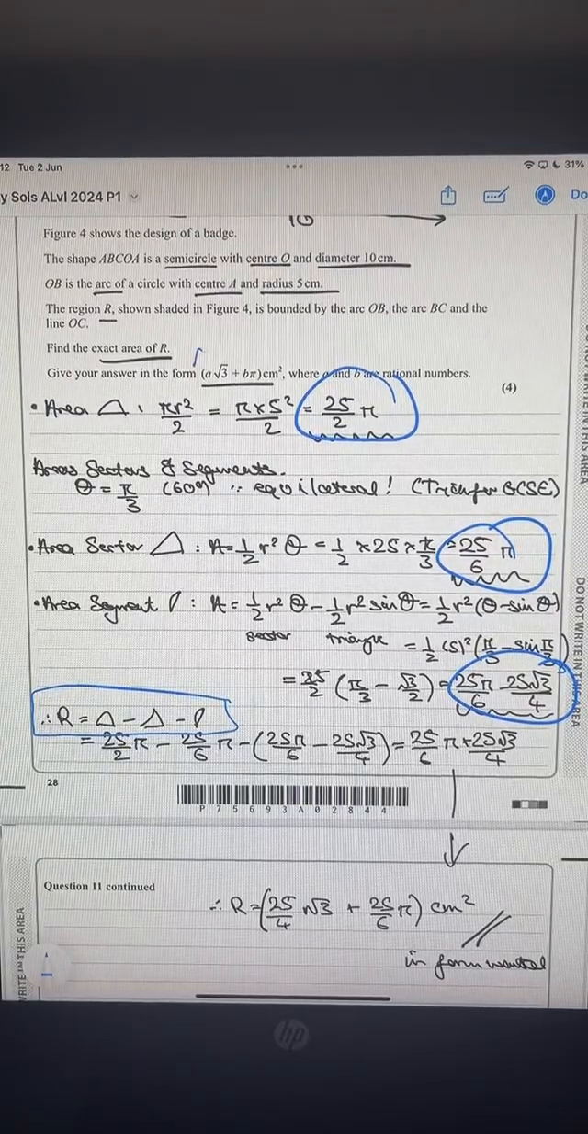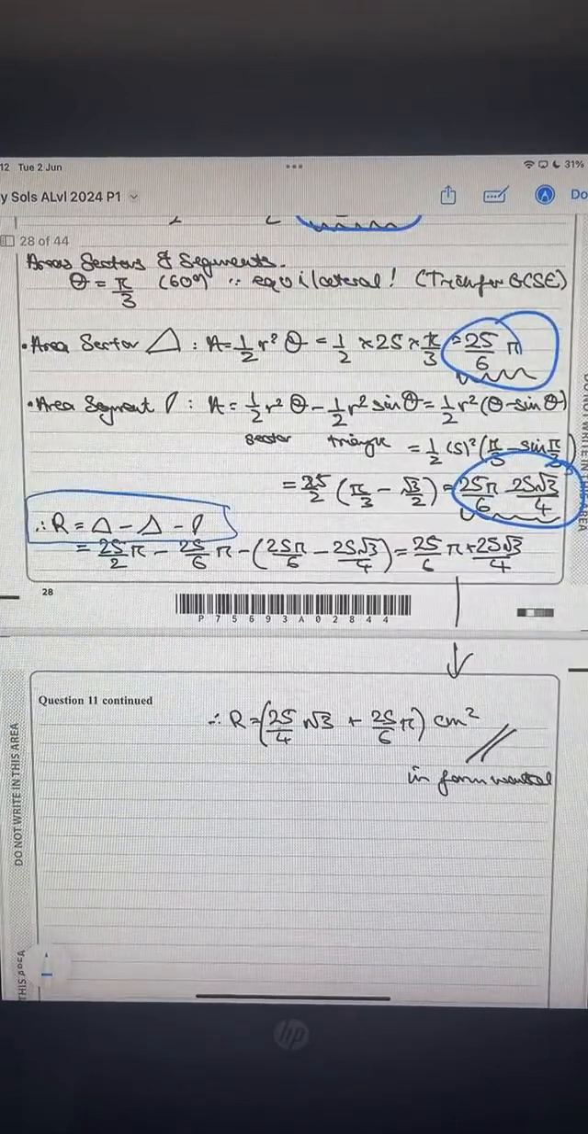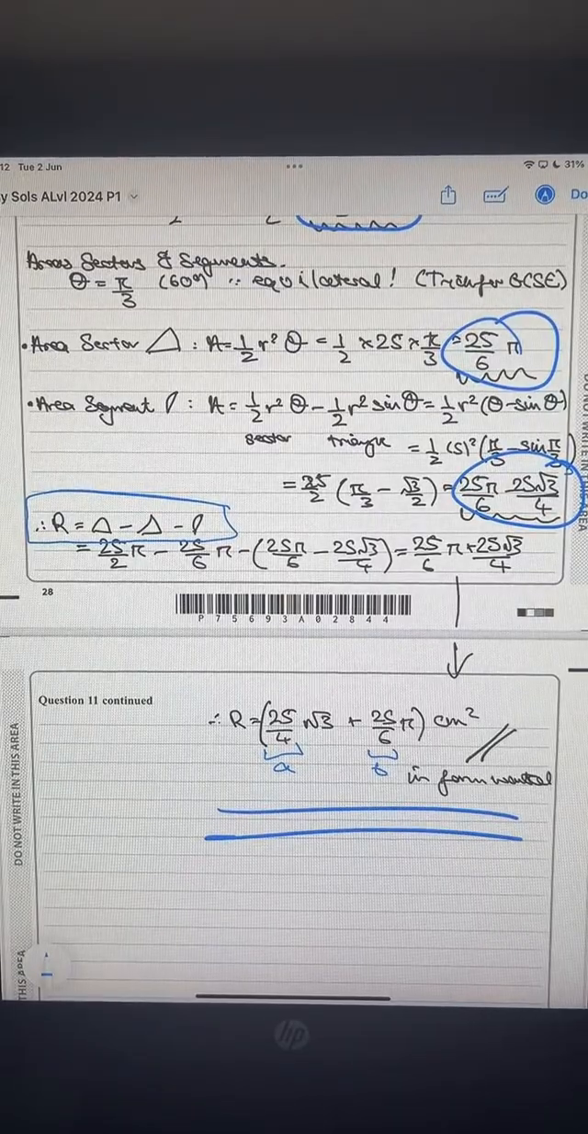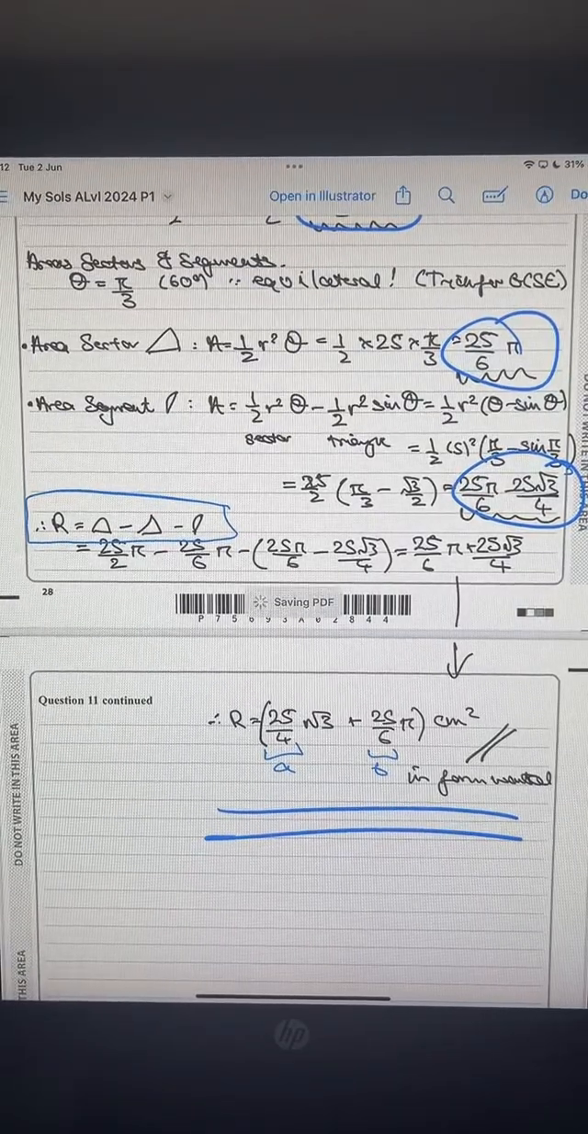Is that in the form they wanted? They wanted it like this, a root 3 plus b pi. So we have 25 over 4 root 3, so this is a, plus 25 by 6 pi, so that is b. And that is in the form they wanted, in centimeters squared.